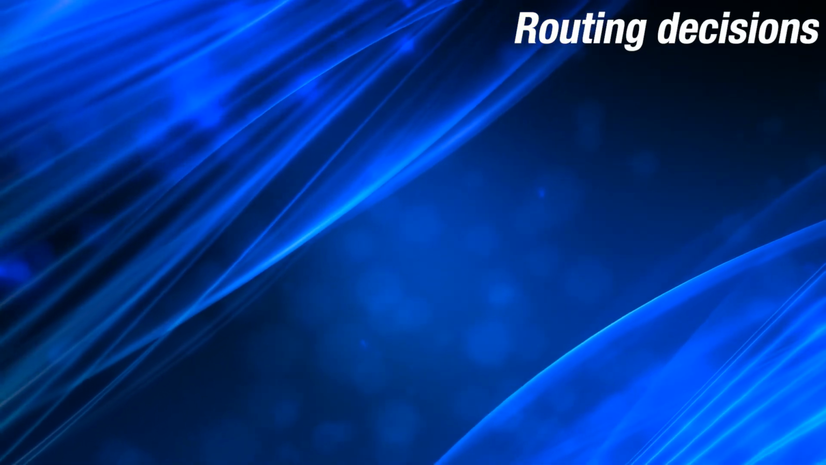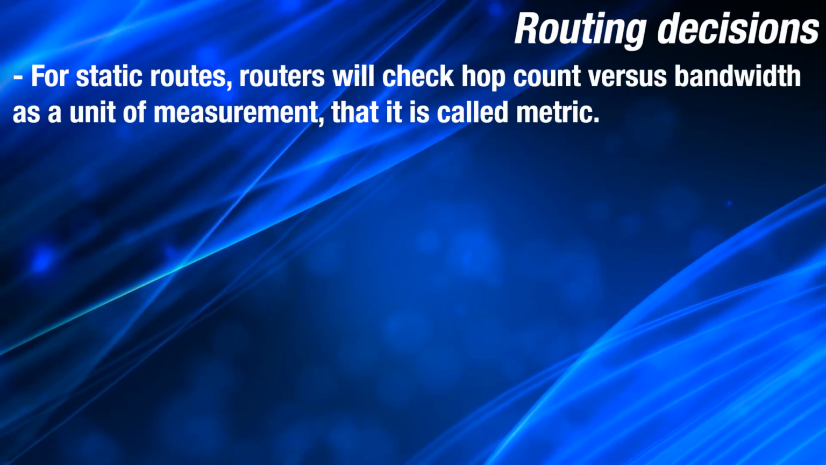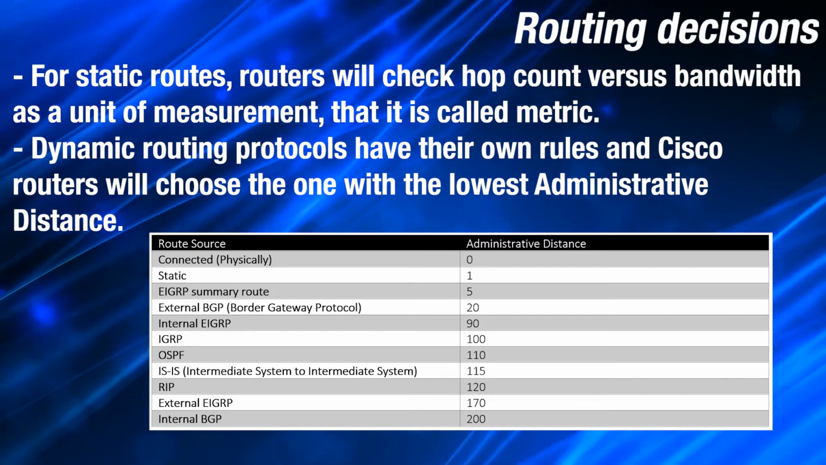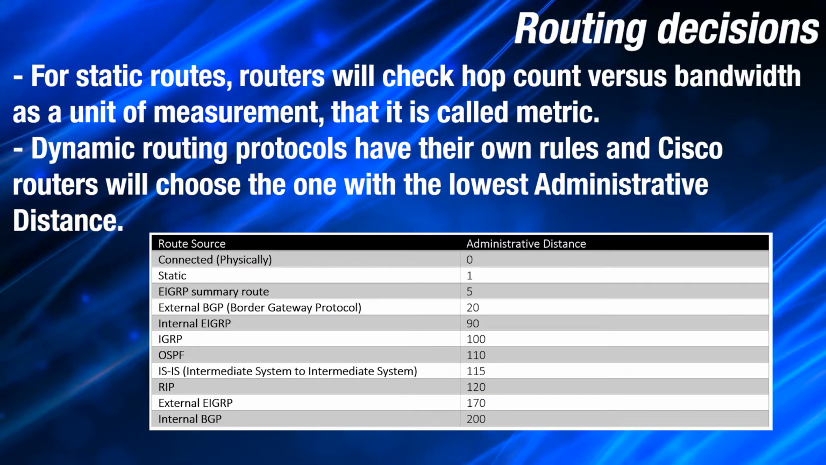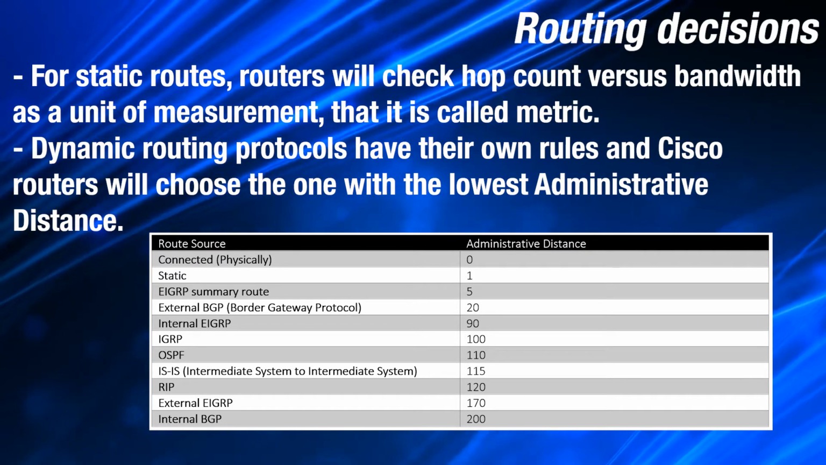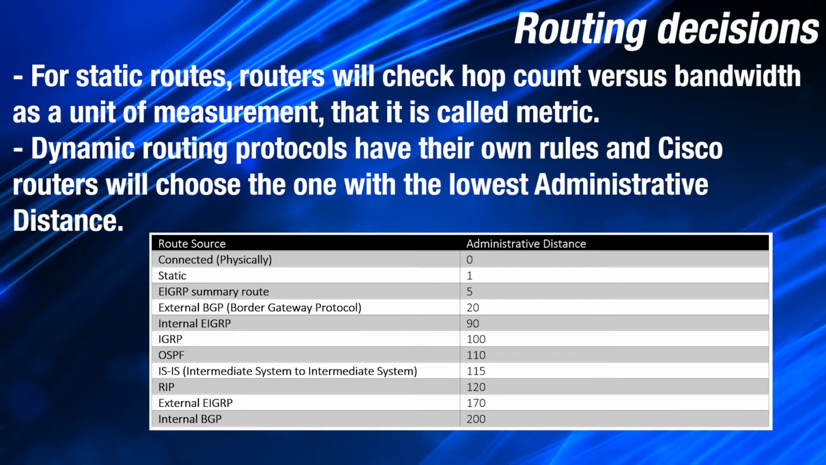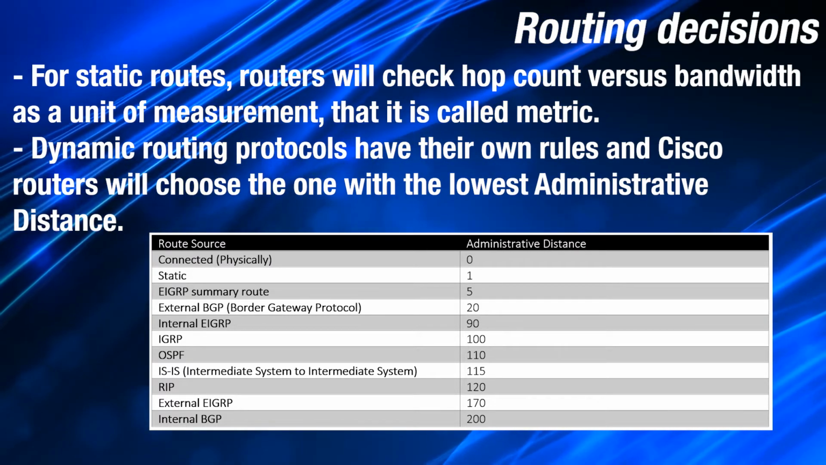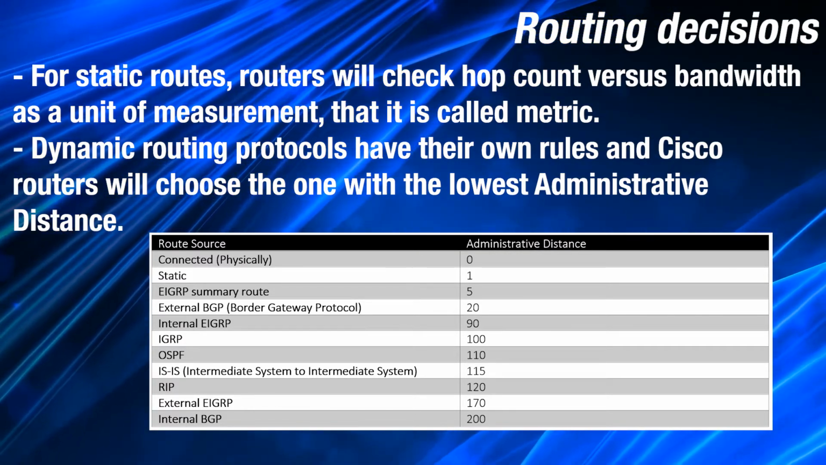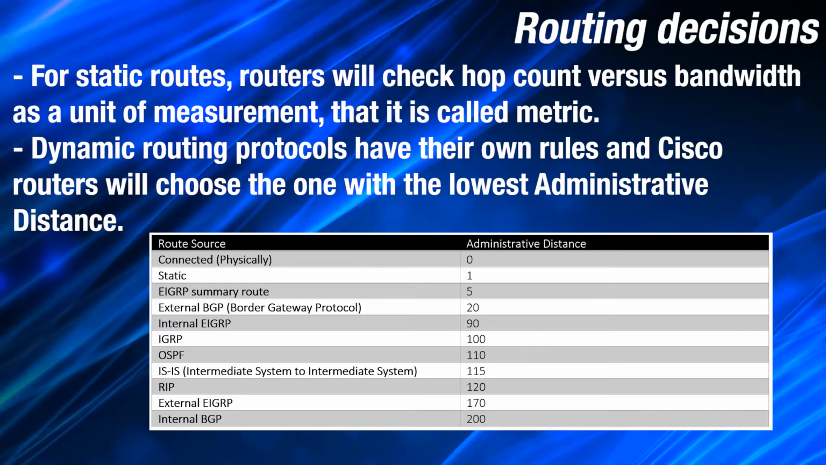To determine the fastest route, routers will check the hop count versus bandwidth as a unit of measurement, or metric. There are some dynamic routing protocols that can be used to automate this process of connecting your networks. These include Routing Information Protocol, Open Shortest Path First, and Enhanced Interior Gateway Routing Protocol. When a router picks from the routing table, it will use administrative distance to pick. As shown in the chart here, you can see the different routing protocols. The lower the administrative distance, the better for a route.